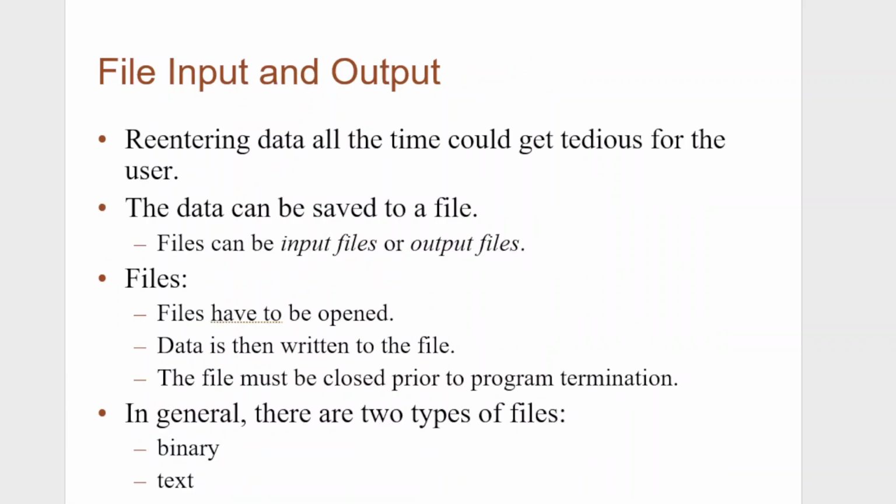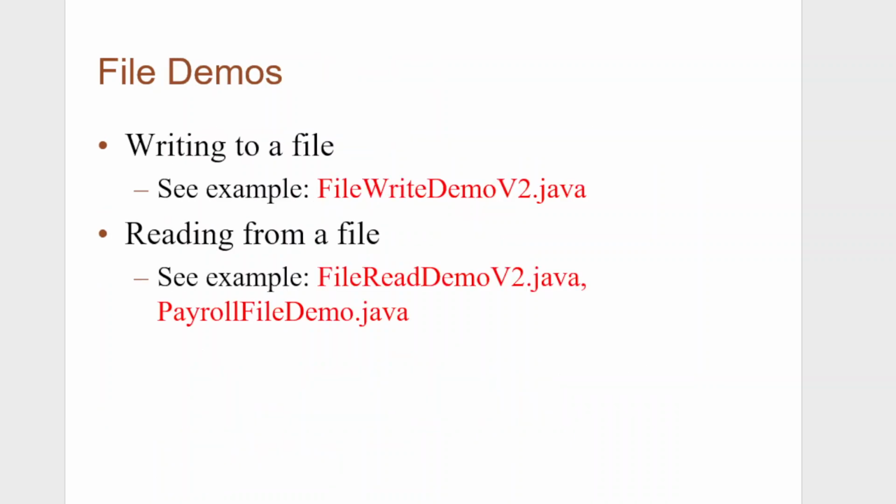File input and output. Re-entering data all the time gets tedious, so data can be saved to a file, input, output. Files have to be opened. Data is written to the file. The file must be closed prior to program termination. In general, there are two types of files, binary and text. So we can write to a file and we can read from a file.